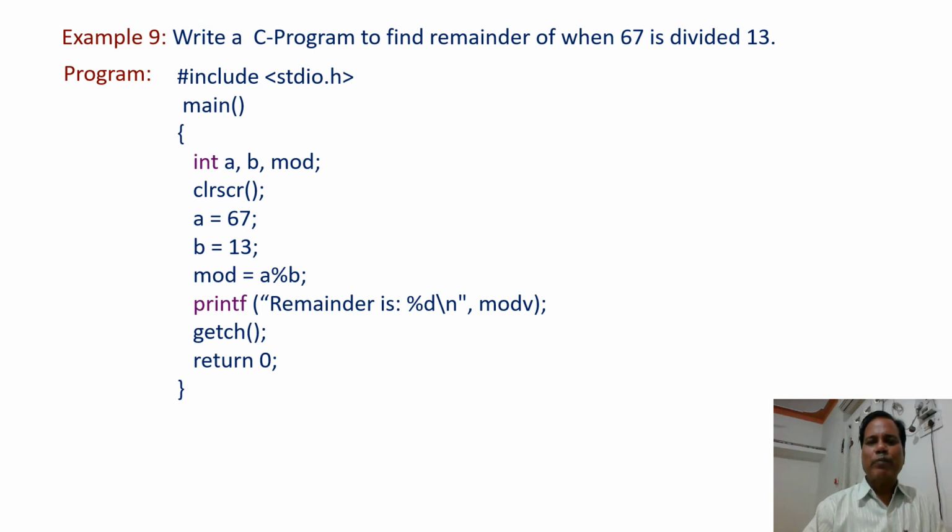The next statement, mod equal to a %d b. This modulus operator, when the number a, that is 67, is divided by b, whatever the remainder is, is assigned to the left side variable mod. The next statement, printf, prints this remainder on the output screen. So what is the remainder after dividing 67 by 13, naturally this is going to get printed at this point. And when we display the result, we get the result remainder is 2.